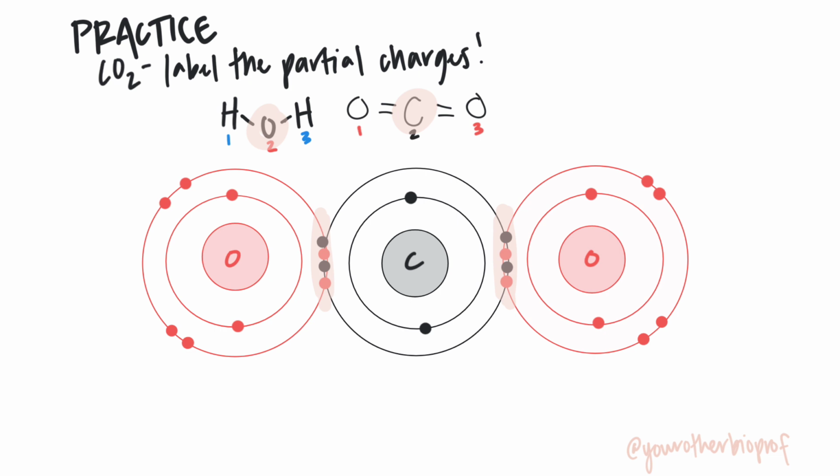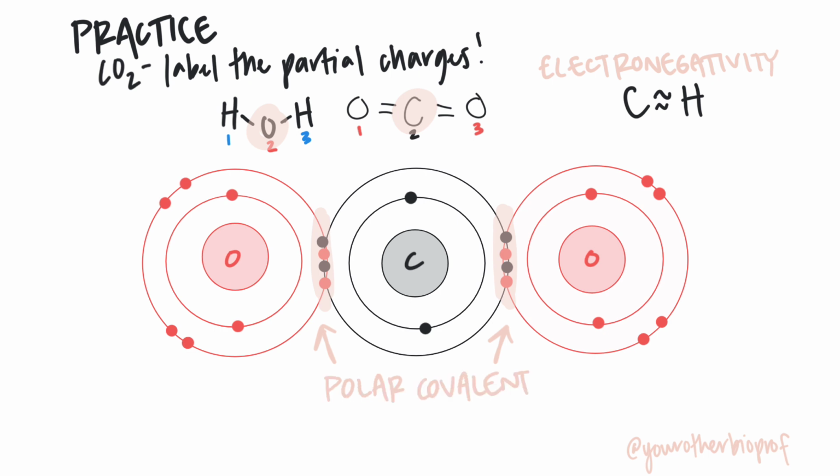Now, the electronegativity of carbon is similar to the electronegativity of hydrogen. So with that in mind, would you expect these bonds to be nonpolar covalent or polar covalent? Hit pause if you need to think about it. All right, got it? You realized that these would be polar covalent bonds. Why polar covalent? Well, I told you we were going to look at another example dealing with partial charges, so that was probably a pretty good clue.